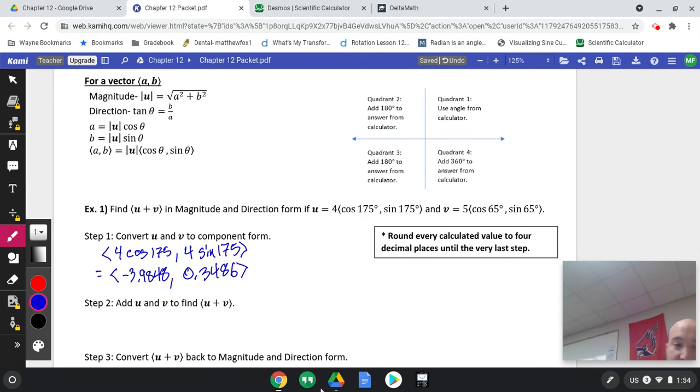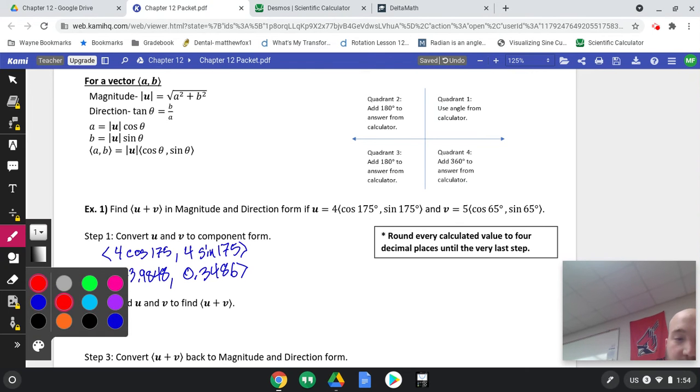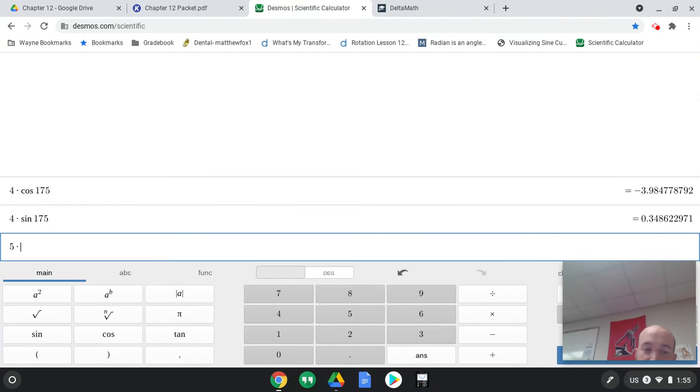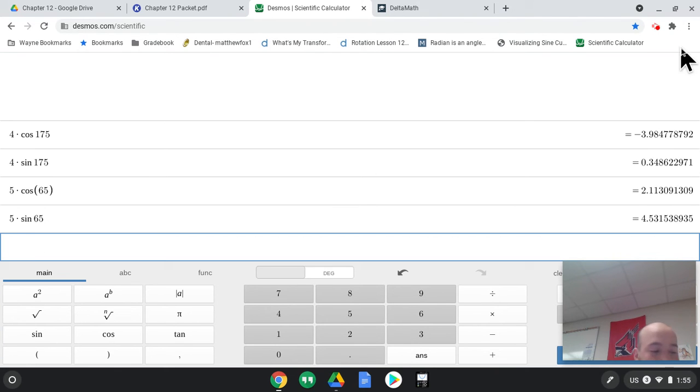We also need to do that for v. So we'll do the same thing. I'll do this one in red. Instead of 4 at the front, our magnitude here is 5. So 5 cosine 65. And then 5 sine 65. So we type that in, 5 times cosine of 65, 5 times sine of 65. You don't have to put those parentheses. It works either way. So 2.11309, so we round up to 2.1131, and 4.5315.